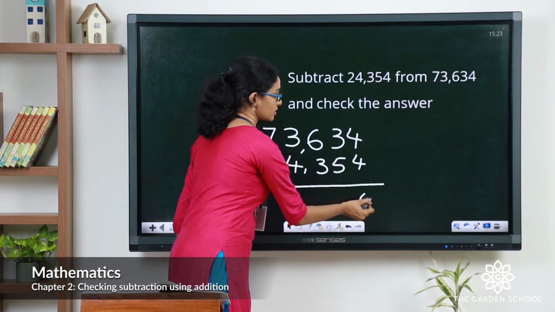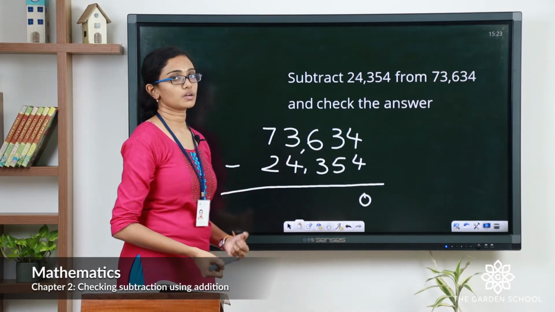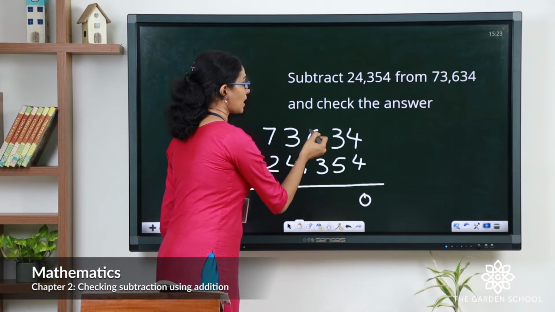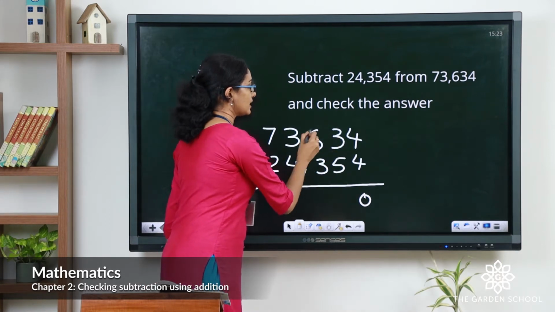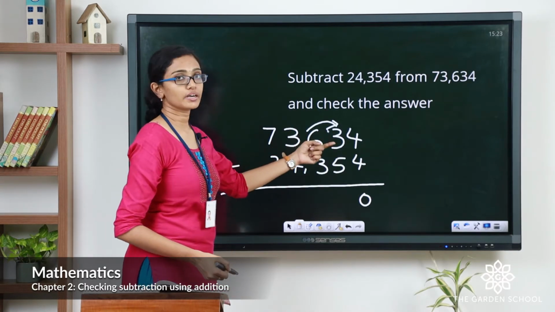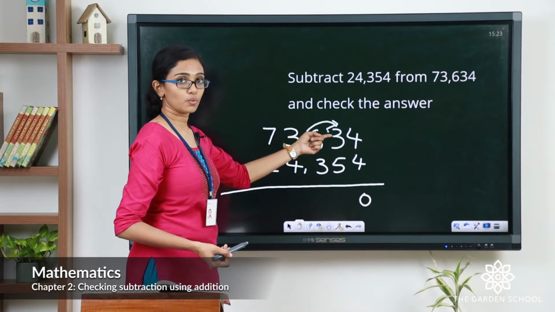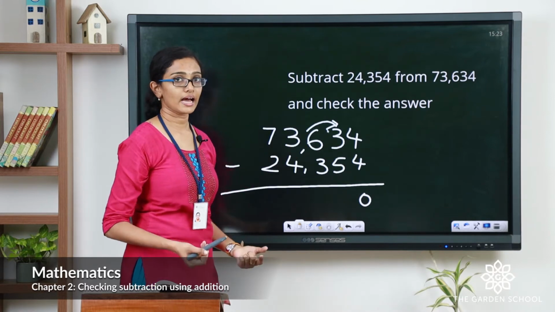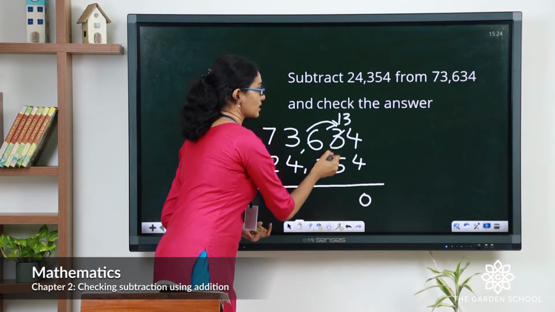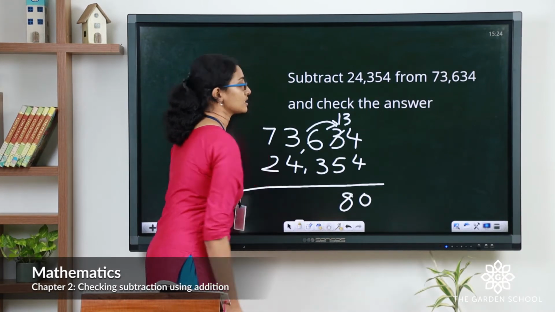Now, let's start with the ones. 4 minus 4 gives you 0. Now, can we do 3 minus 5? Which is bigger? 5 is bigger. What do we do then? We borrow 1 from the next higher place. So, borrowing 100 from the hundreds place and giving it to the tens place, which is equal to 10 tens. So, now we have the 10 borrowed tens plus the 3 tens you already have, which give you 13 tens. So, now 3 is changed to 13. Now, 13 minus 5 equal to 8 tens.